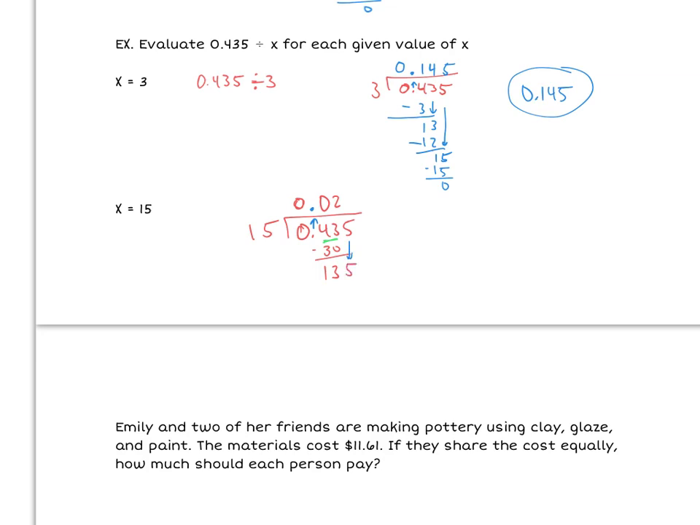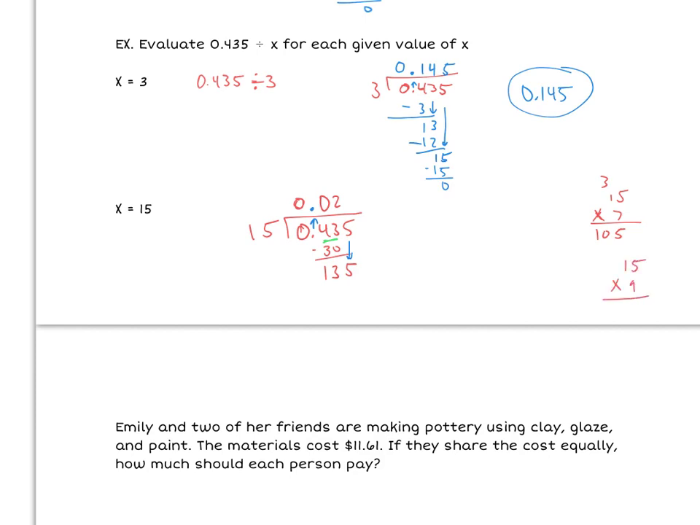So what do you think? Let's take a guess. 15 times 7. So 7 times 5 is 35. 7 times 1 is 7 plus 3 is 10. So we got 105. So it's got to be bigger than 7. It's 9. Let's try 9.